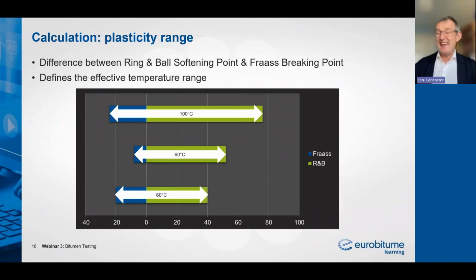plasticity range, and it effectively gives us the maximum effective temperature range where the binder is going to behave either not in a too glassy or brittle state, or not in a too viscous state where it becomes runny at upper surface temperatures. It's a calculation that's not used a great deal, but it does serve to indicate an effective service temperature range.